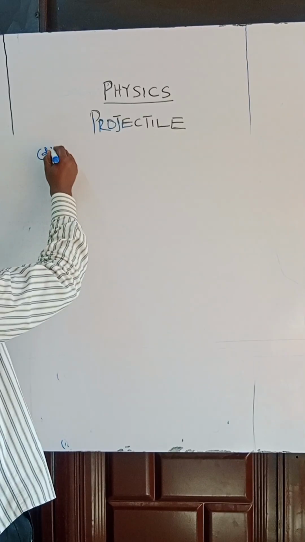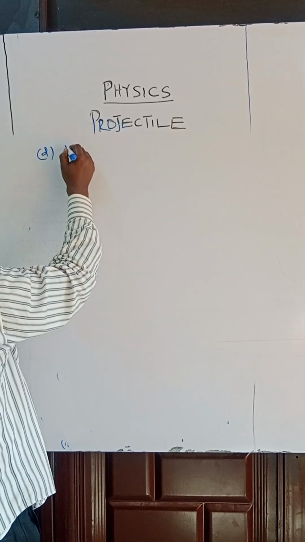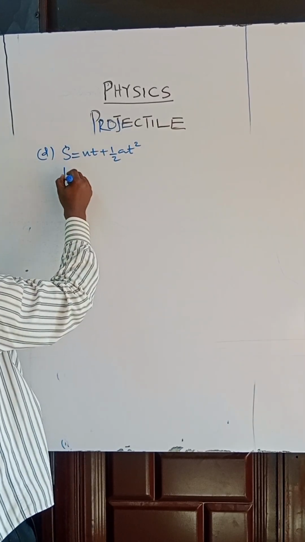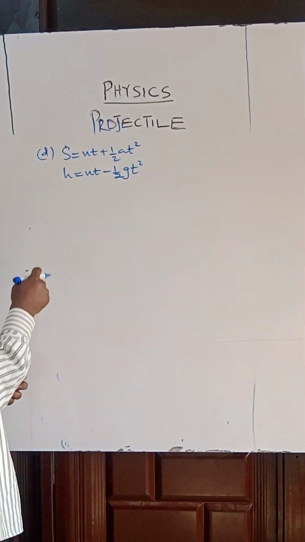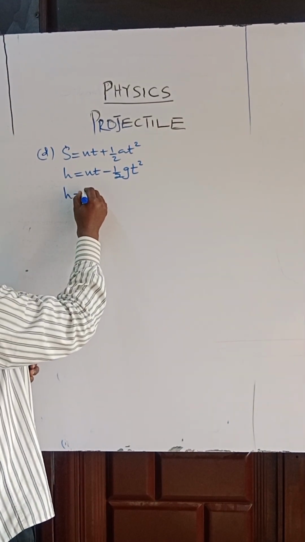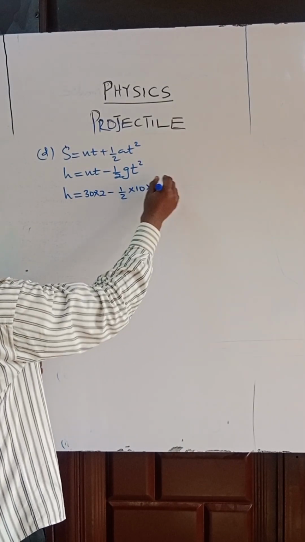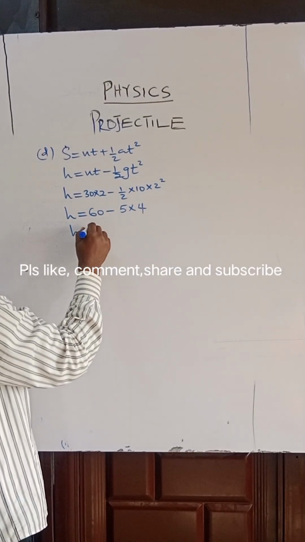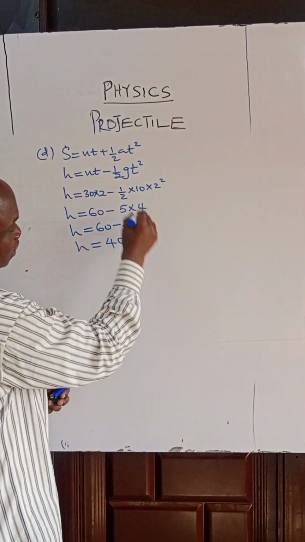D, we have to find the height. Remember, you use s = ut + half at squared. This one, h = ut minus half gt squared. They mention when t is equal to 2 seconds. h is equal to 30 times 2 minus half times 10, then times 2 squared. h is equal to 60 minus 5 times 4. h is equal to 60 minus 20. h is equal to 40 meters.